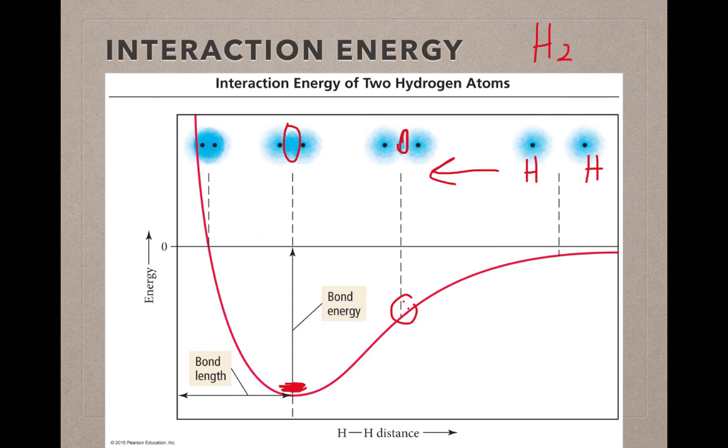Now, if we push those atoms closer and closer together here, we see the energy go up, and this is due to the repulsions of the two nuclei. Remember, those nuclei are positively charged, and they don't want to be too close together, and so there's a balancing act between the stability gained by the sharing of those electrons, the overlap of those orbitals, and the repulsion of the nuclei, and that's where this happens right there.